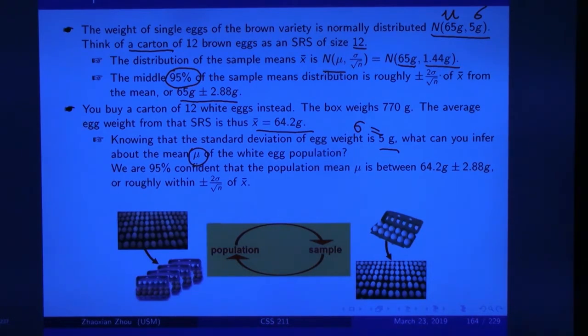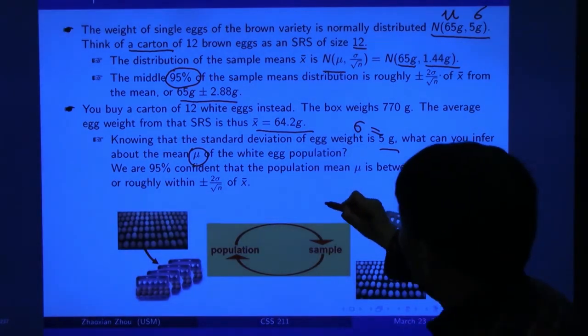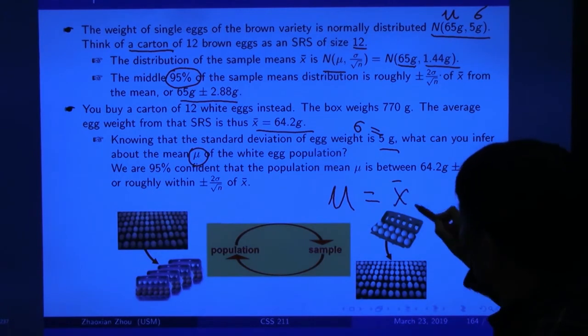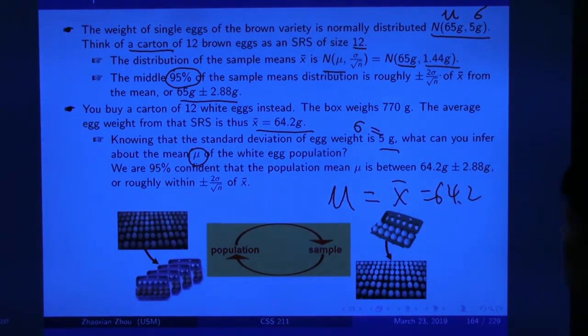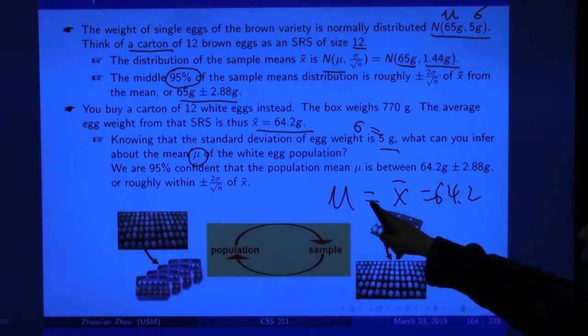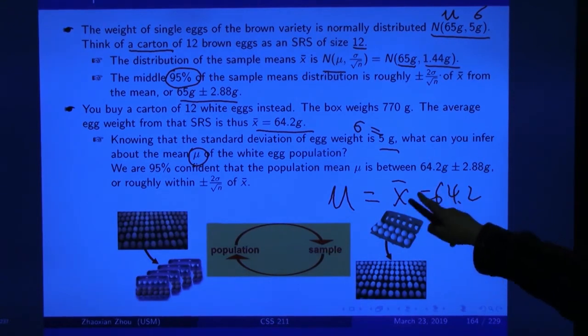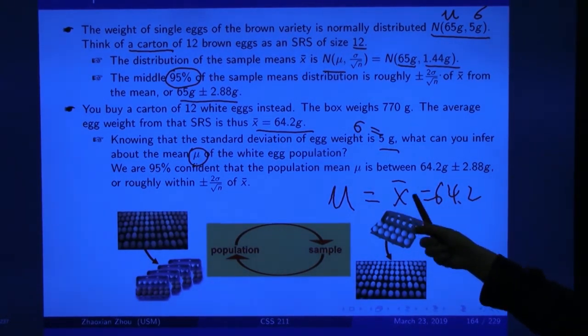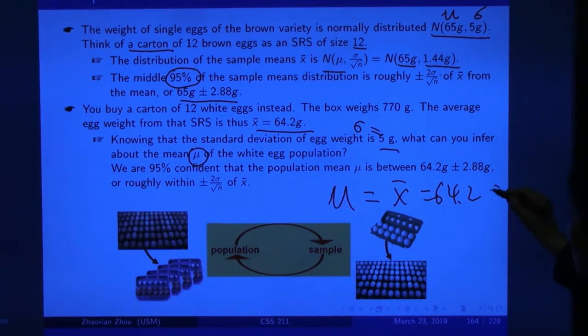If we want to use a point estimate, then you are going to claim the mean of the white egg population equals x bar, so equals 64.2. That's it. So that's the first method. The mean of the population is estimated with the mean of the sample. In this example, we have only one sample, so x bar equals 64.2 grams. We don't need to care about the standard deviation because there's only one sample.